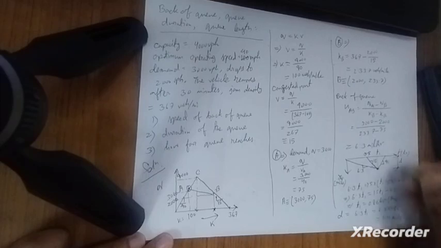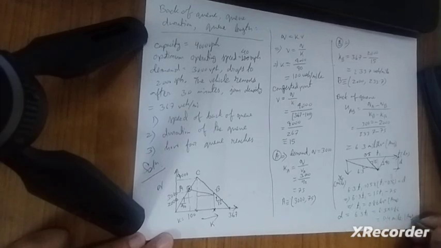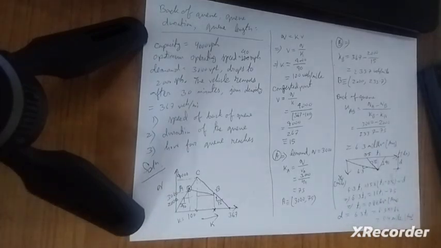So we have three answers: the speed of the back of Q, the duration of Q, and the length of Q, that is, how far the Q reaches. Using this we can calculate the whole thing.